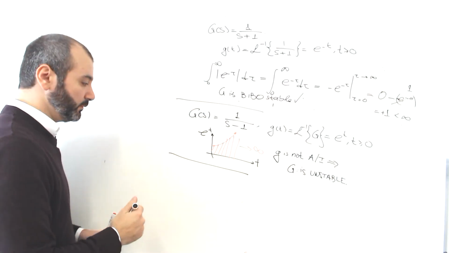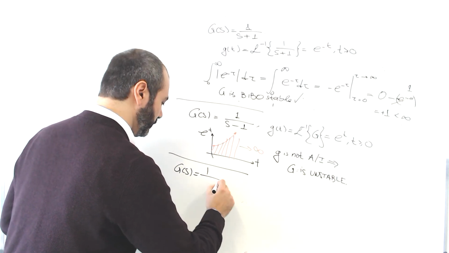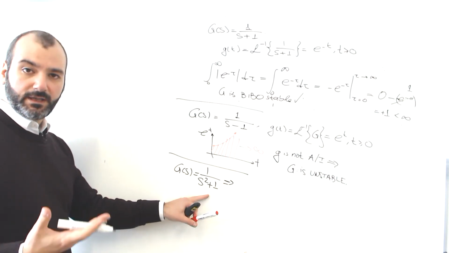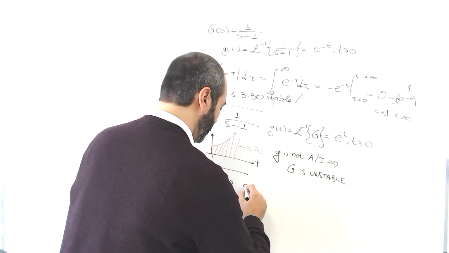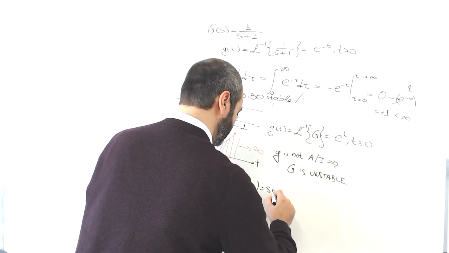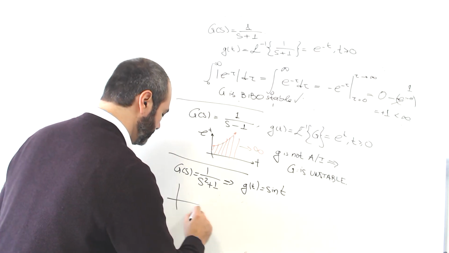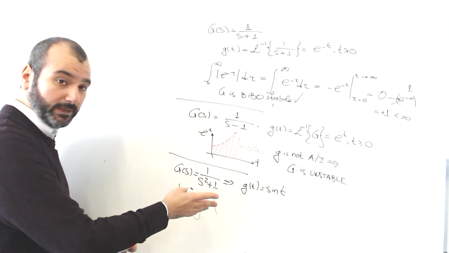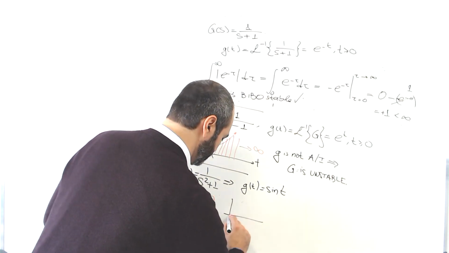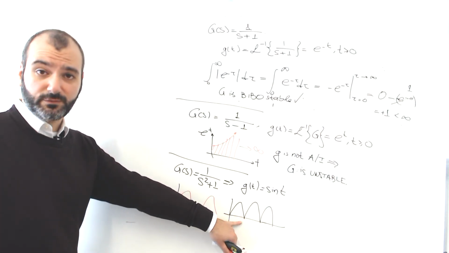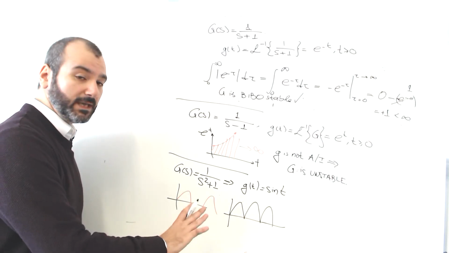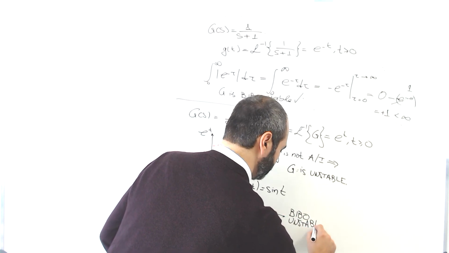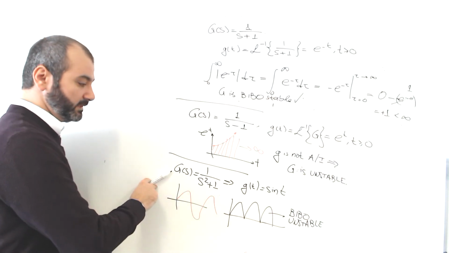Now we can give a few more examples. For example, g of s is 1 over s squared plus 1. So very quickly, what is the inverse Laplace transform of that? The impulse response here is sine of t. Again, sine of t, or better, the absolute value of sine of t. Again, this doesn't go to 0, which is a necessary requirement. So we can say safely that this system is BIBO unstable. I hope you can see it down there. So this system is BIBO unstable.